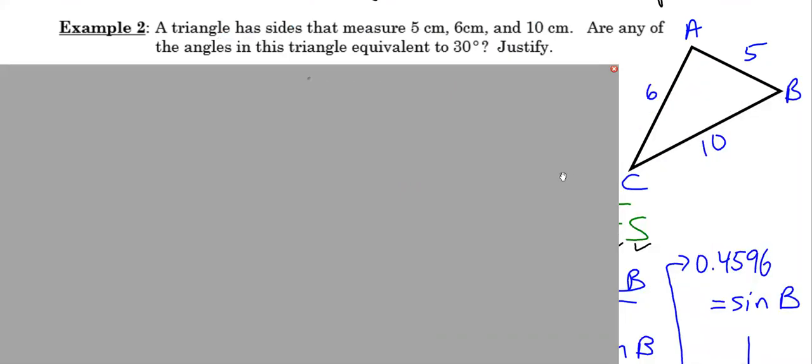Okay, so here we have just a reference triangle where all the side lengths are labeled in there. I decided to use A, B, and C just because. You could have used any letters you really like. And you're trying to find or determine if any of these angles are 30 degrees.